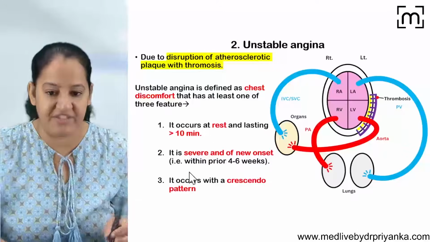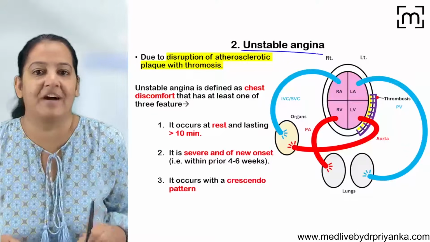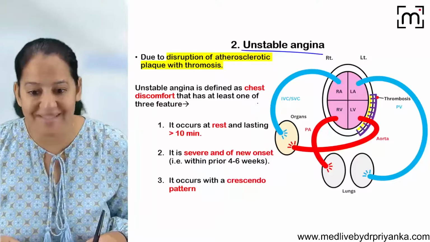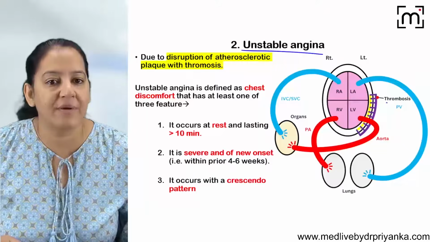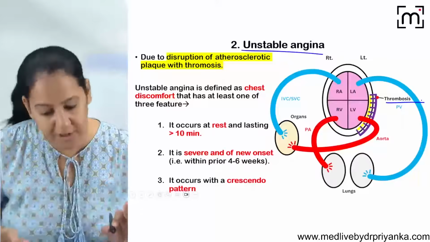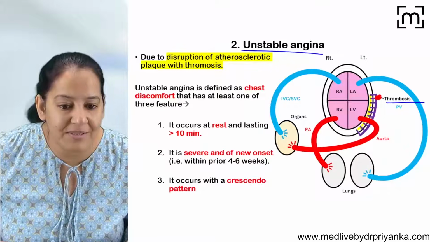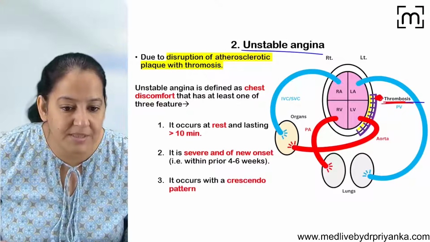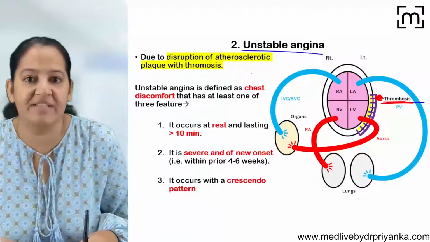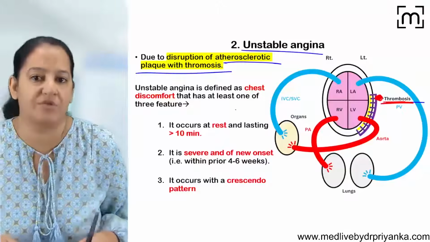Coming to the second type of angina, that is unstable angina. What is unstable angina? What is the cause here? Here the cause is thrombus. You can see the coronary artery is again obstructed, but this time the cause of obstruction is not atherosclerosis. The cause of obstruction is thrombosis. So there are superadded changes in the atherosclerotic plaque along with thrombus.